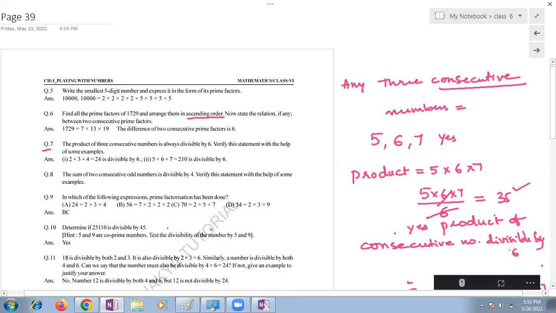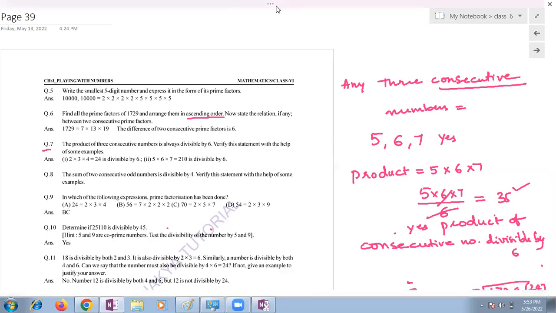Let me go with another example. One of our students gave one example, 8, 9, 10. We can take 8, 9, 10, or 4, 5 and 6. I am taking 100, 101, 102, because I am taking little bigger numbers. The product of these.